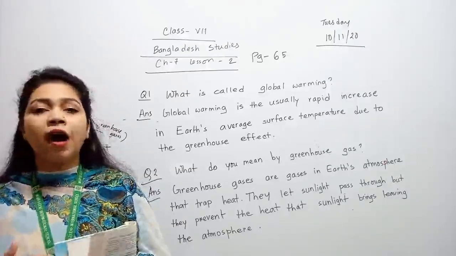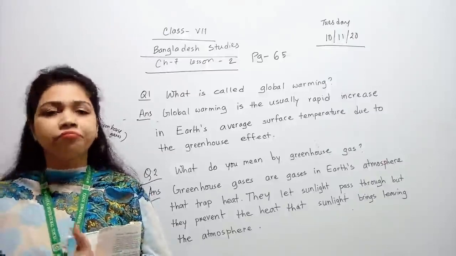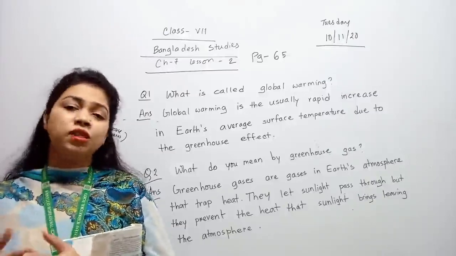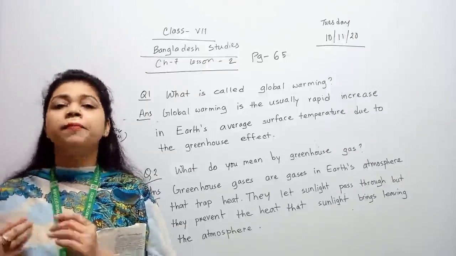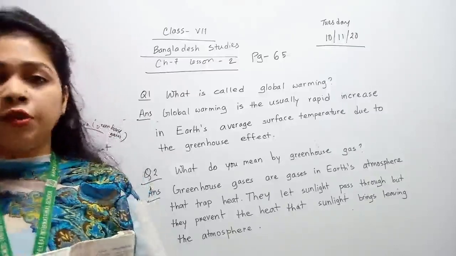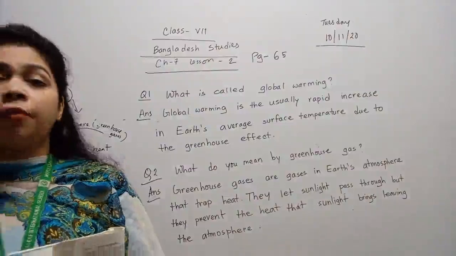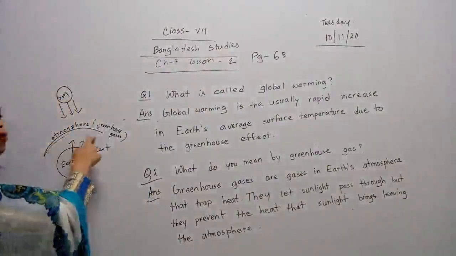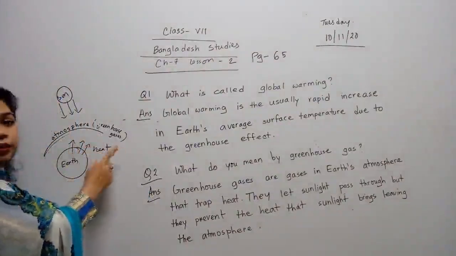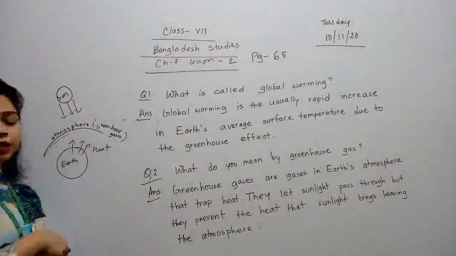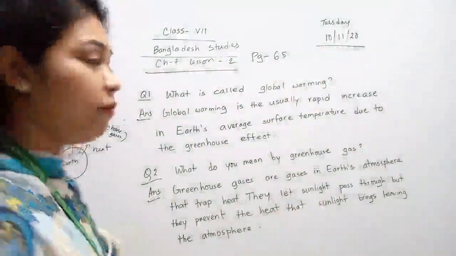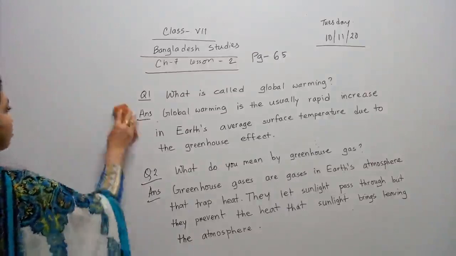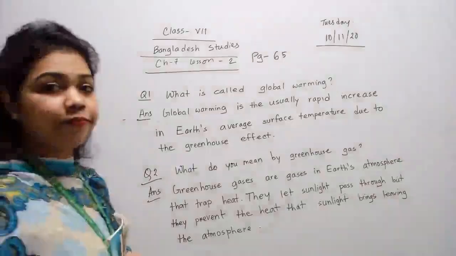So because of us, our living, our everyday activities, because of our living, we also need to work, and that's why the portion of carbon dioxide is also increasing. That is affecting the atmosphere gases. That's why global warming is increasing. I hope everyone is clear with this global warming and greenhouse connection. Okay.